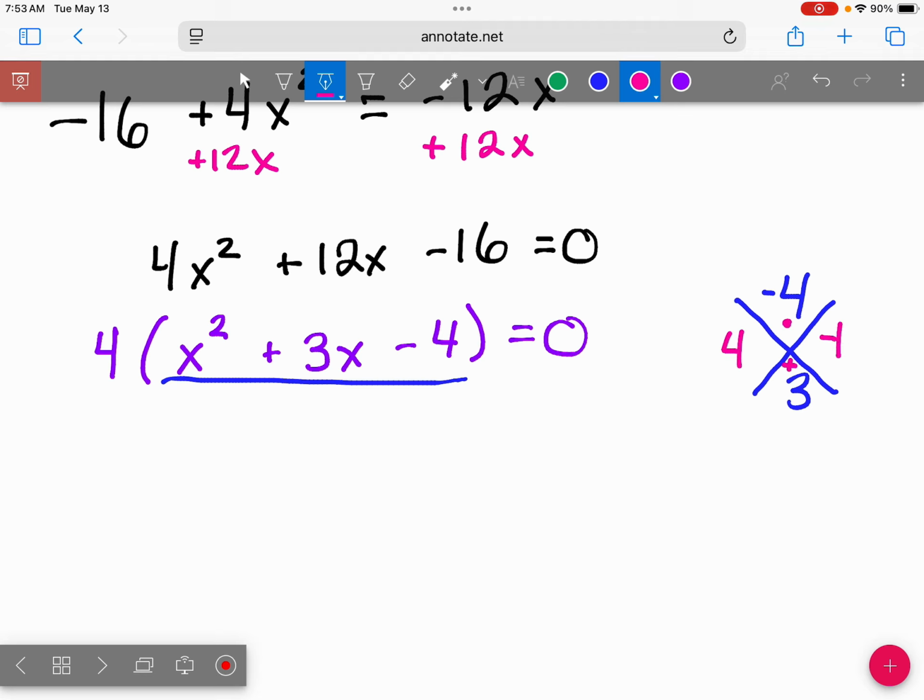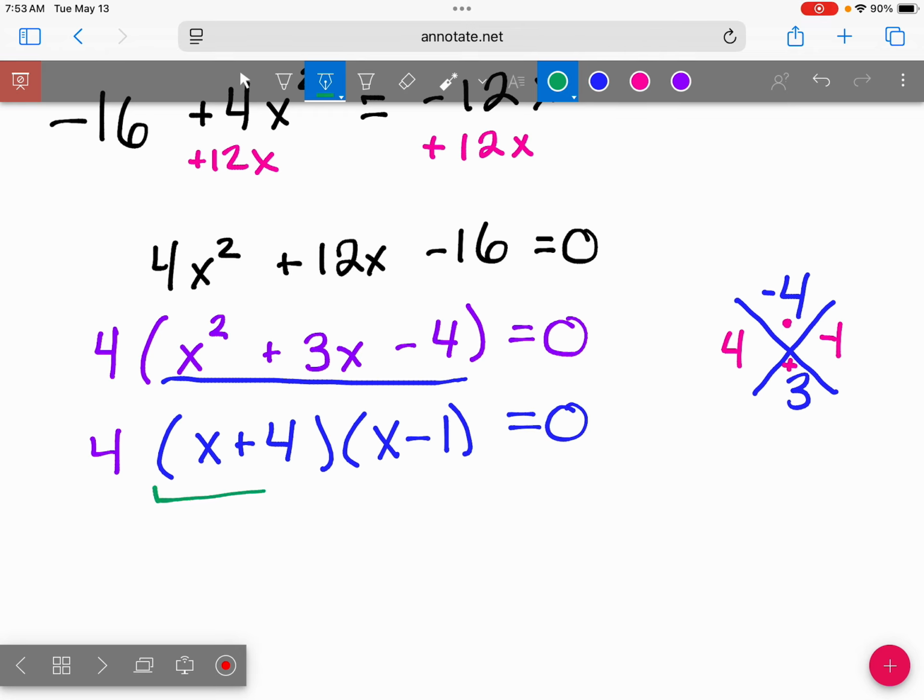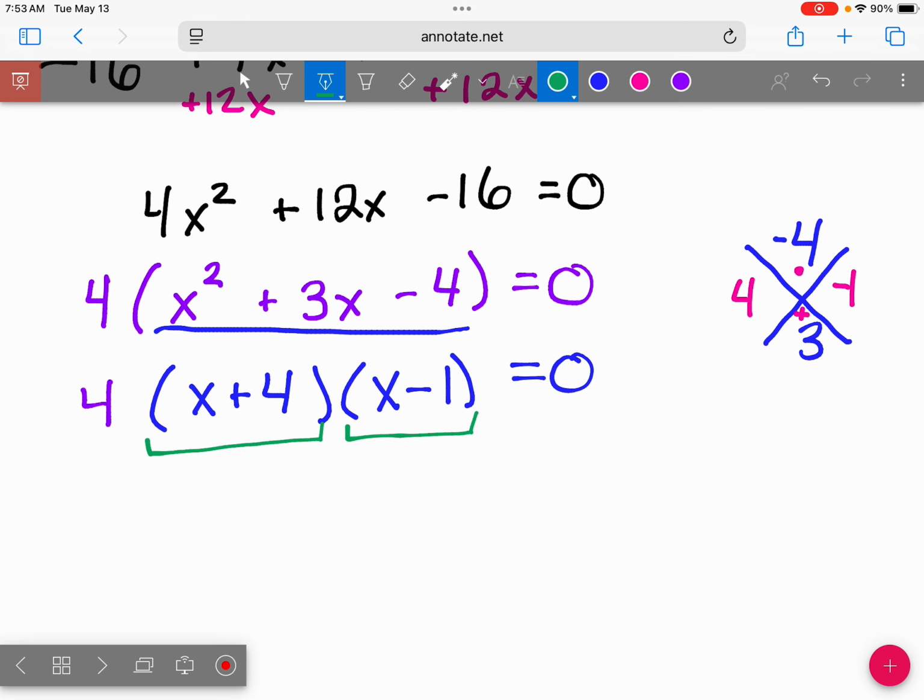Positive 4 and negative 1. So we can rewrite this as 4 times our x with the positive 4 and our x with the negative 1. So when we're looking for our solutions, these are our guys: x plus 4 equals 0 and x minus 1 equals 0. Giving us possible solutions at what places?